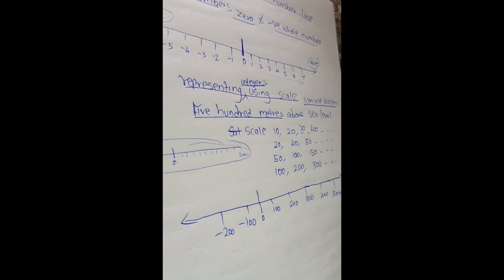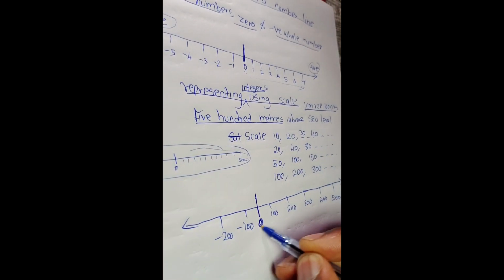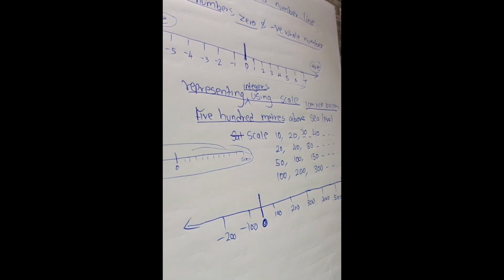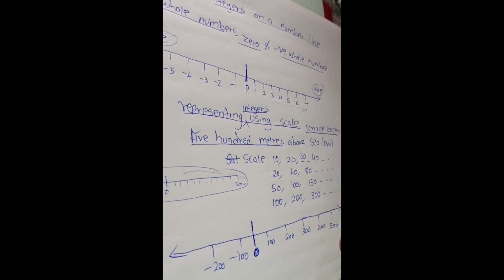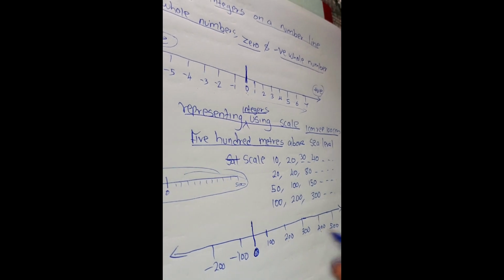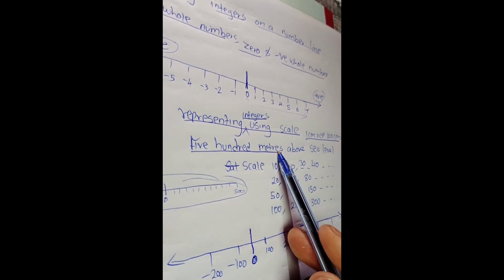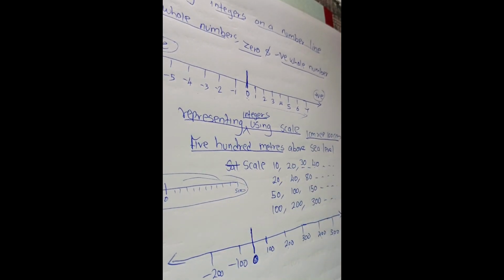So how do we do it? You mark a point 0. This is our point 0. Then from the point 0, you move to the positive side. You start with an interval of 100, 200, 300, 400, 500. And then you will have represented the 500 meters above sea level.